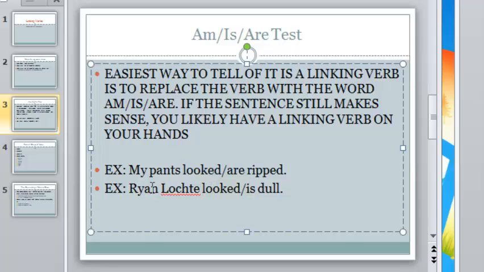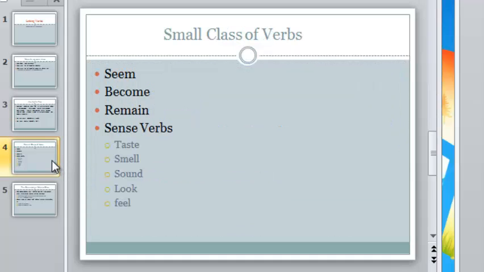Another example sentence, Ryan Lochte looked dull. You can replace the verb looked with is, Ryan Lochte is dull, and that sentence still makes sense. So in both those cases, looked is a linking verb. Linking verbs are a relatively small class of verbs made up of only about a couple dozen. Some common linking verbs are seem, become, remain, sense verbs like taste, smell, sounds, looks, feels, or am, is, are, was, were. Any of those types of verbs are linking verbs.